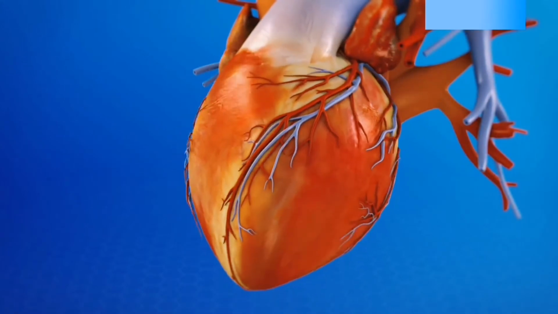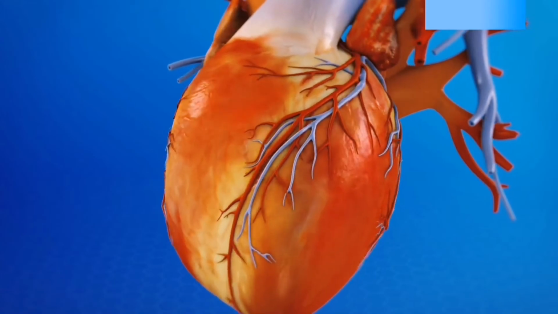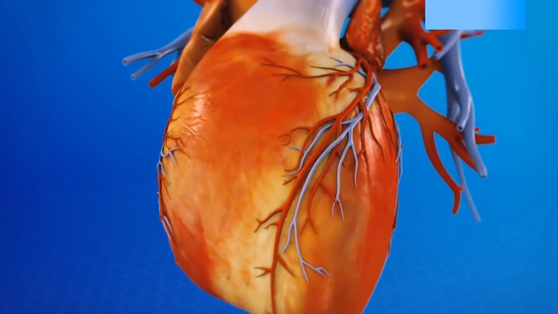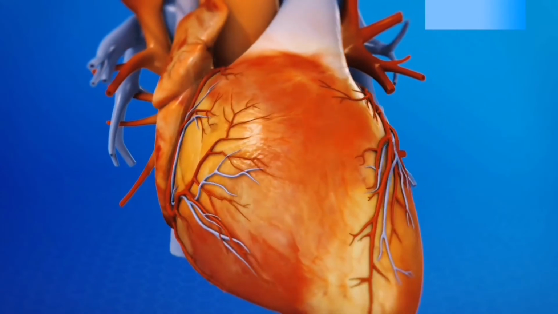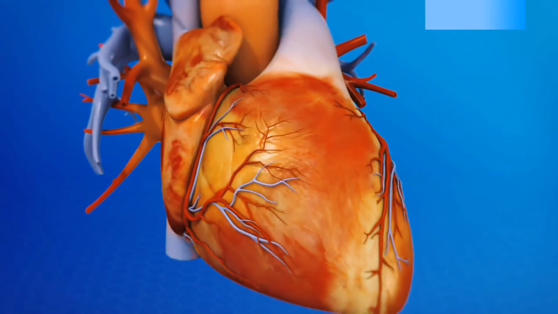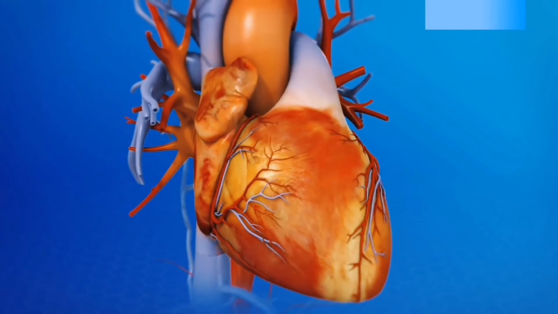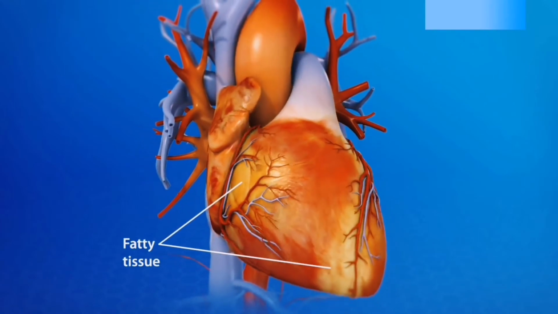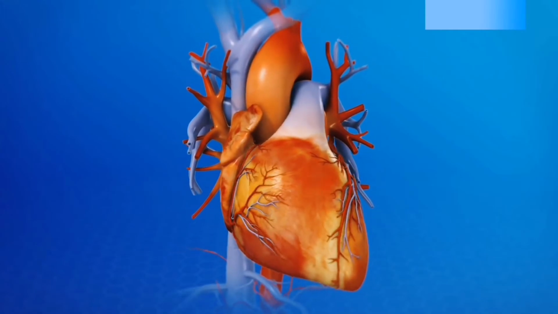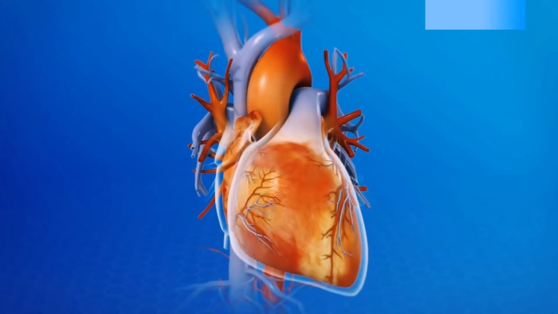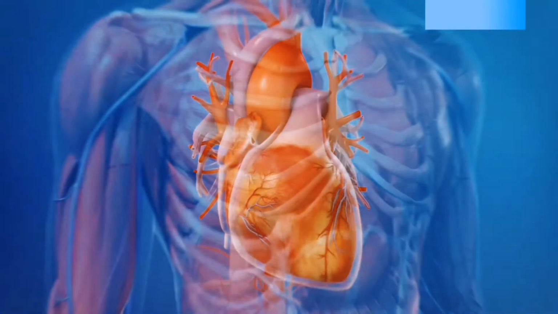Now let's take a look at the heart's exterior. On the exterior of the heart are the coronary arteries and cardiac veins. The arteries supply the heart muscles with oxygen-rich blood. The veins carry away blood when the oxygen and nutrients have been depleted. In addition to these vessels, pads of fatty tissue are also found on the exterior of the heart. And finally, the entire heart is wrapped in a double-layered sac called the pericardium.